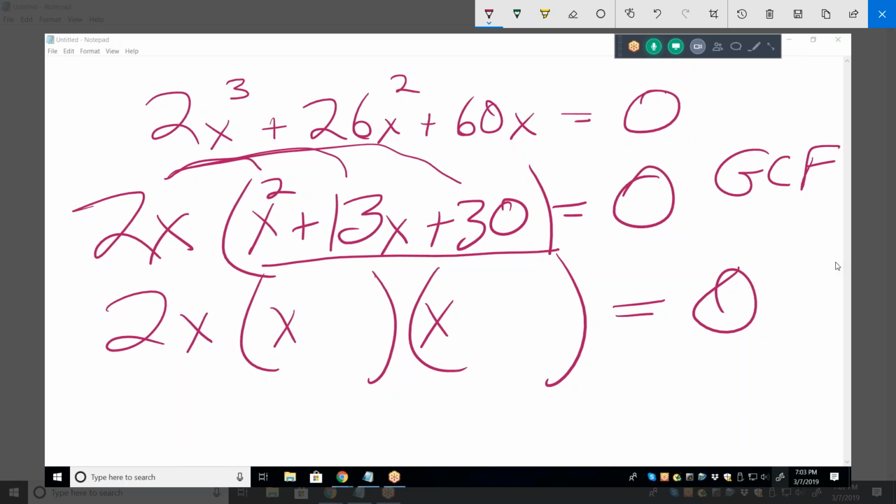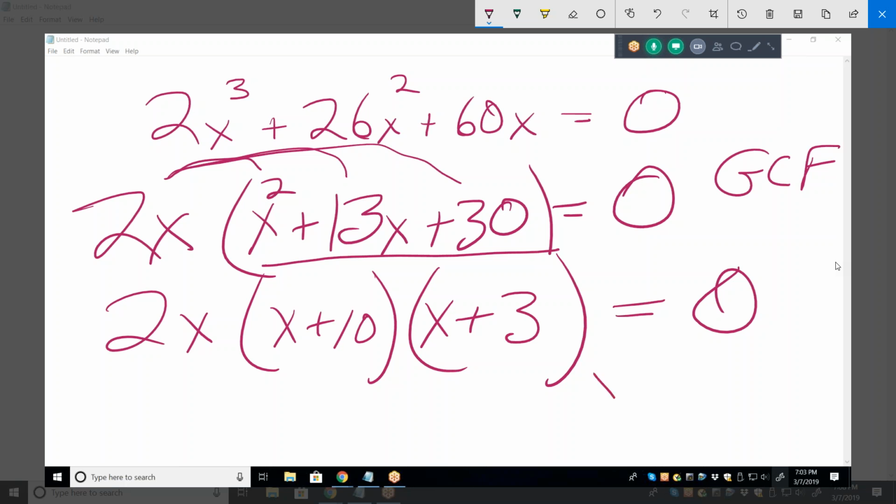What are both signs? Positives. And the third step? It would be factors of 30 that add to 13. What are those? 10 and 3. Okay. Now you have your answer.